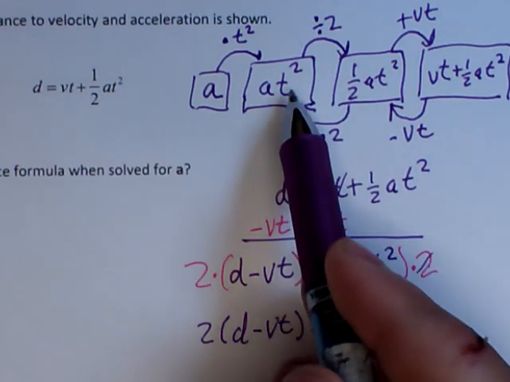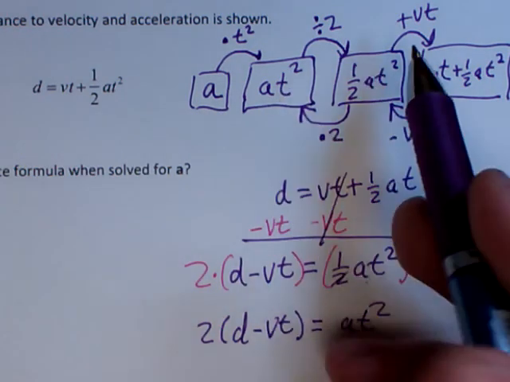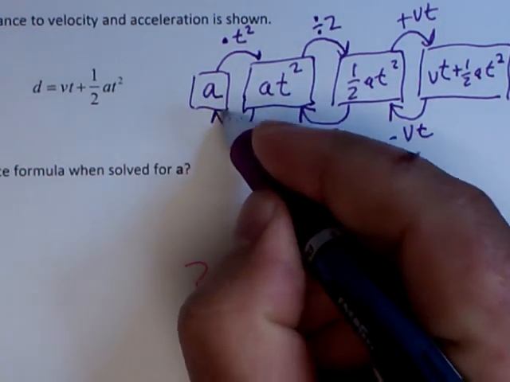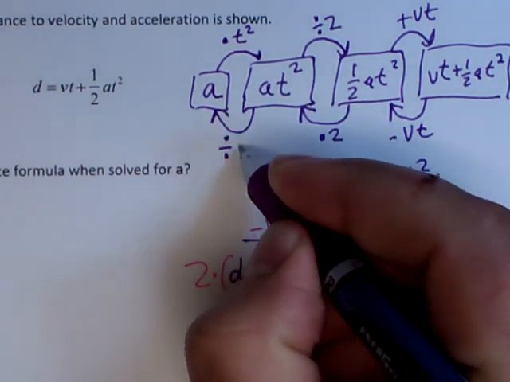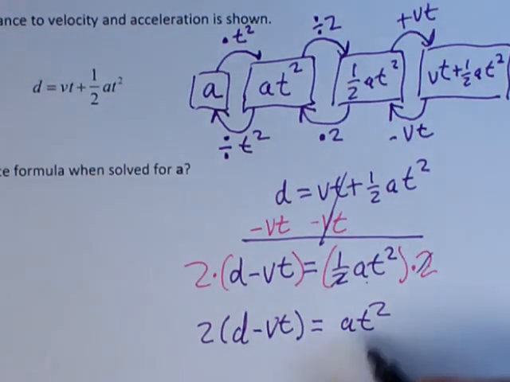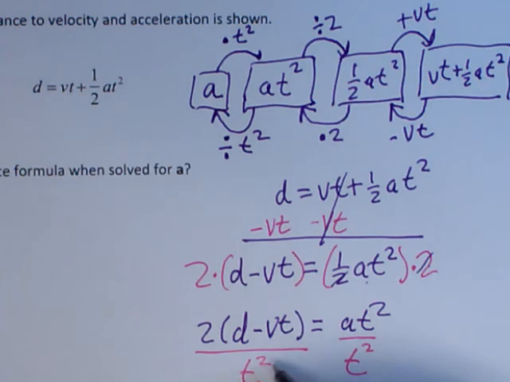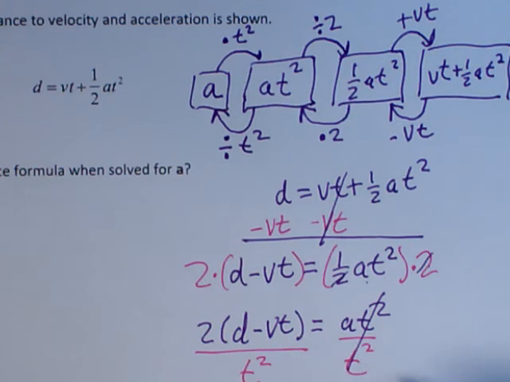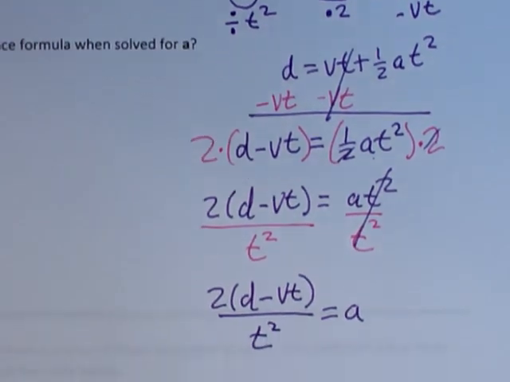The last thing to do is to get A by itself. I've got AT squared. I multiplied by T squared to get this way, so to go the other way, I need to divide by T squared. Cancels on this side, it stays there on this side. So my final answer is 2 times the quantity D minus VT over T squared equals A.